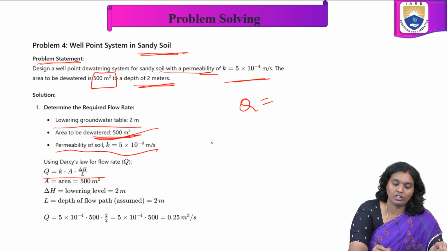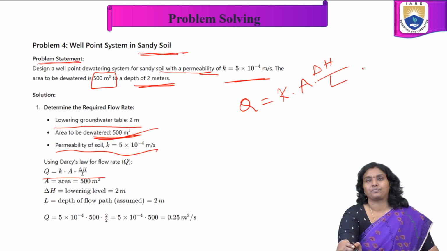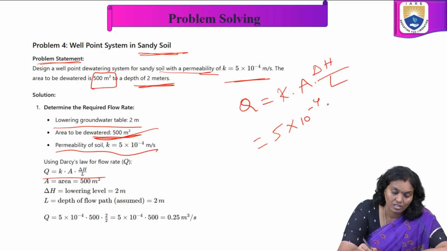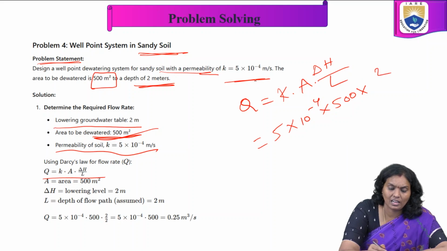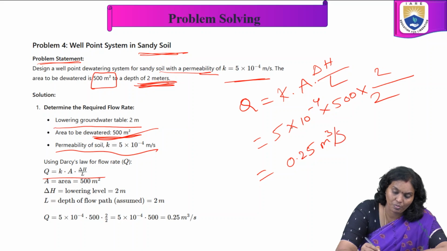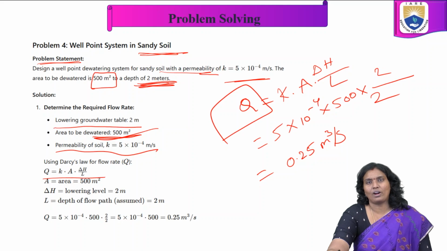Here Q is equal to, we know the formula, Q is equal to permeability of the soil, area, and also the change in level, and also the depth of the flow path. So here K is equal to 5 into 10 to the power of minus 4. Area to be dewatered is 500 meters. The depth is 2 meters, and also the depth of the water flow is 2. So finally, after doing the calculation, we will get 0.25 meters cubed per second as our flow rate. So this is the flow rate which we are going to understand.